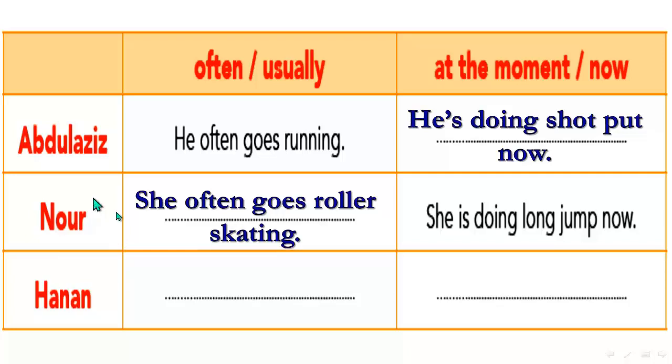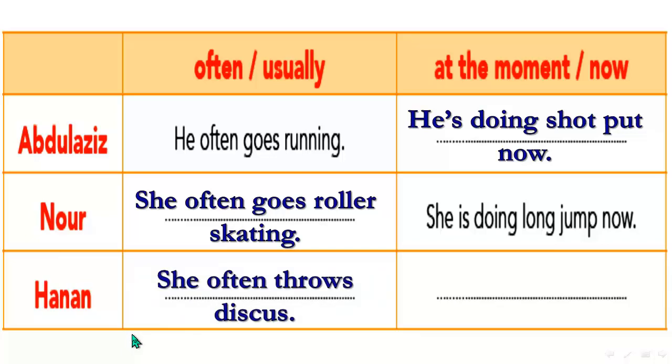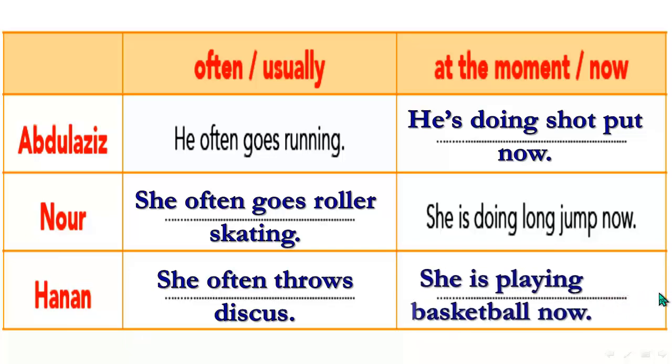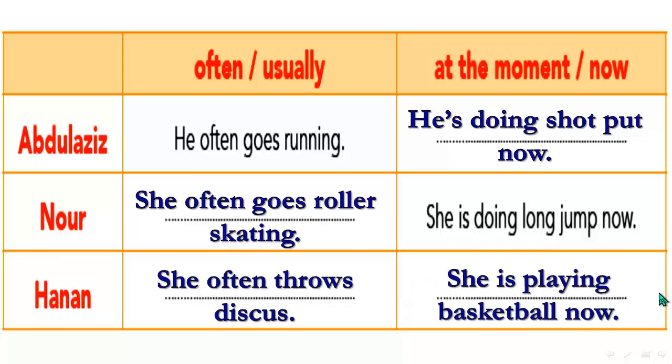And now, or at the moment, she's doing long jump now. She's doing long jump now. What about Hanan? Hanan, as you see, she often throws discus. She often throws discus. What about Hanan now? What is she doing? She's playing basketball now. She's playing basketball now.